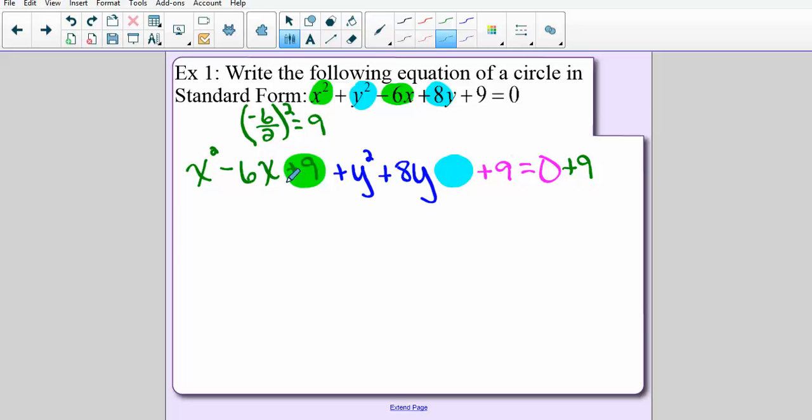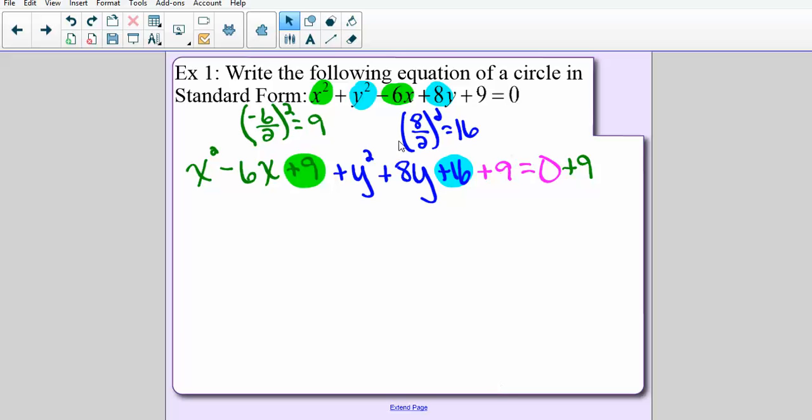So now what I'd like you to do is go ahead and pause the video and see if you can figure out what's going to go in this blank spot. So go ahead and pause the video. Okay, so you should have done 8 divided by 2, which is 4, and 4 squared is 16. Now, don't forget that if you add 16 to the left side of the equal sign, you have to also add it to the right side.